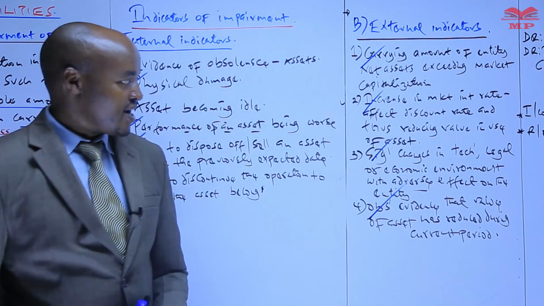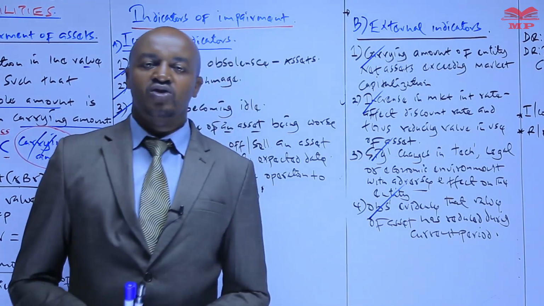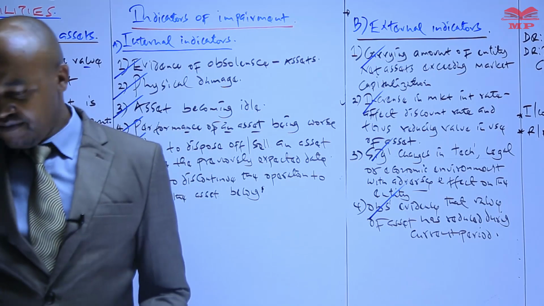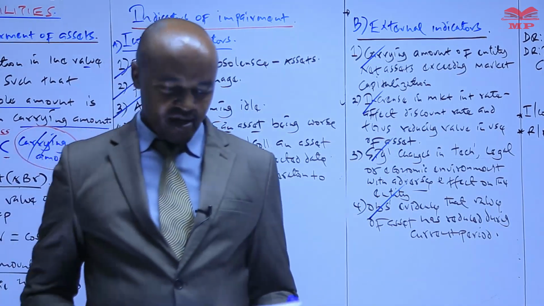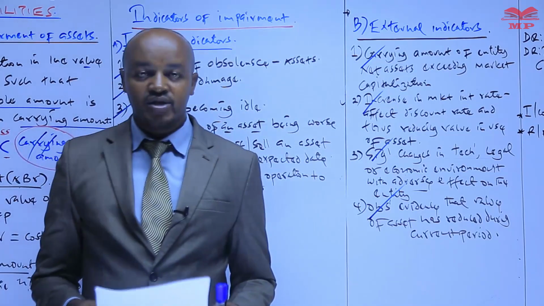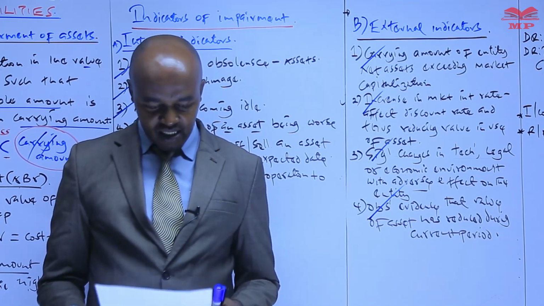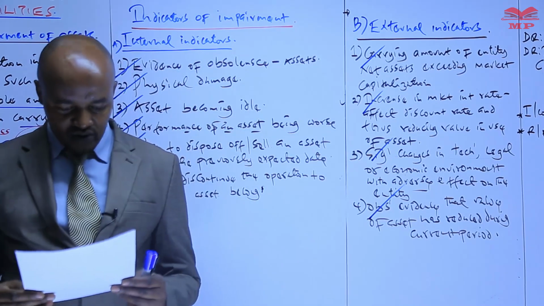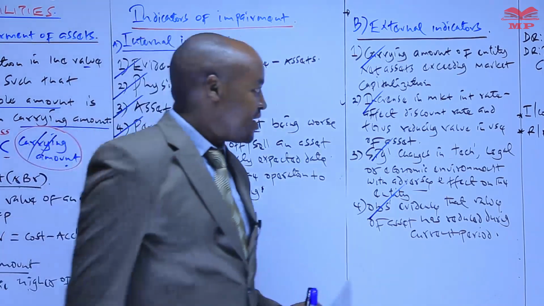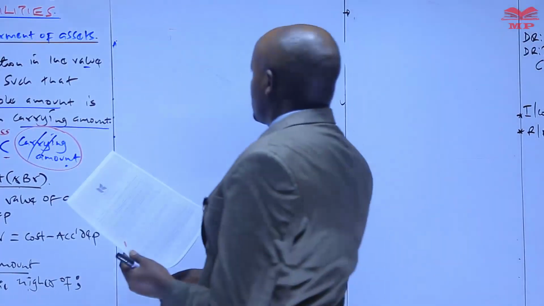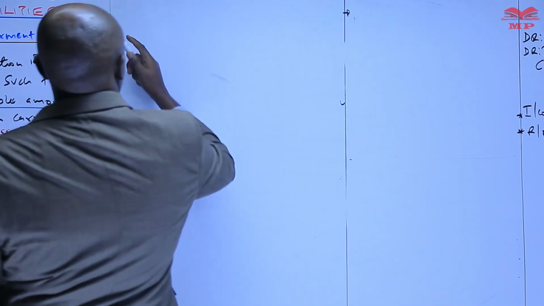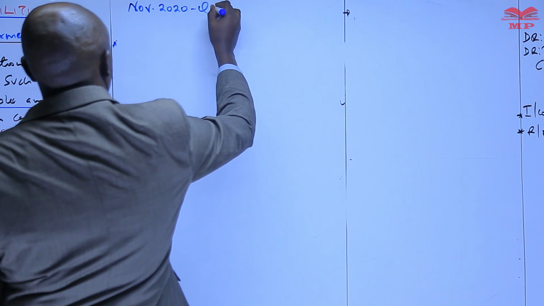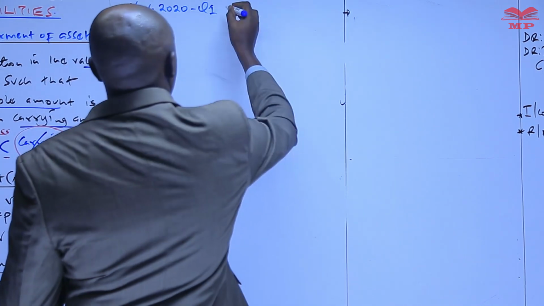So I want us to look at an illustration question as far as the computation of impairment is concerned. Determination of impairment loss is concerned. And this is a question which was tested in the sitting of November 2020. So specifically question number 1C. So we go through that question and then we see what was required. So this is a question for November 2020, question number 1C.